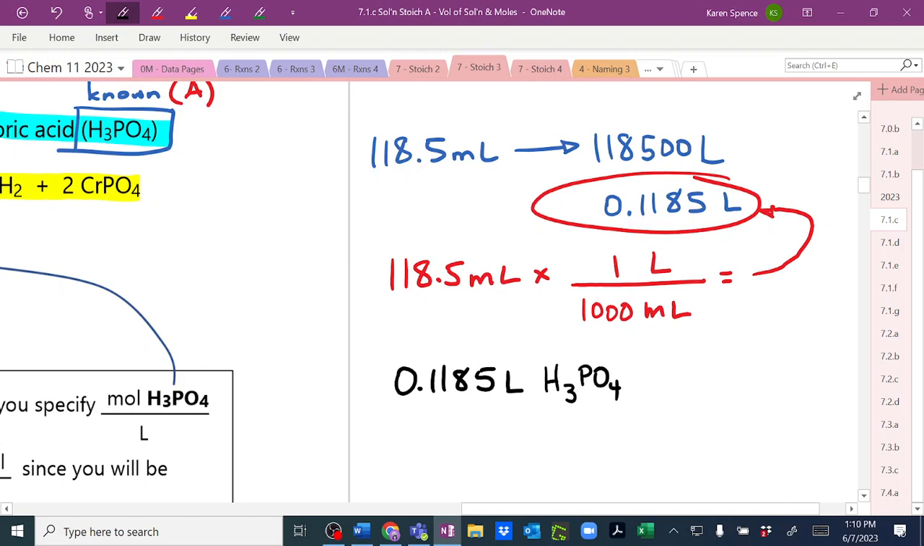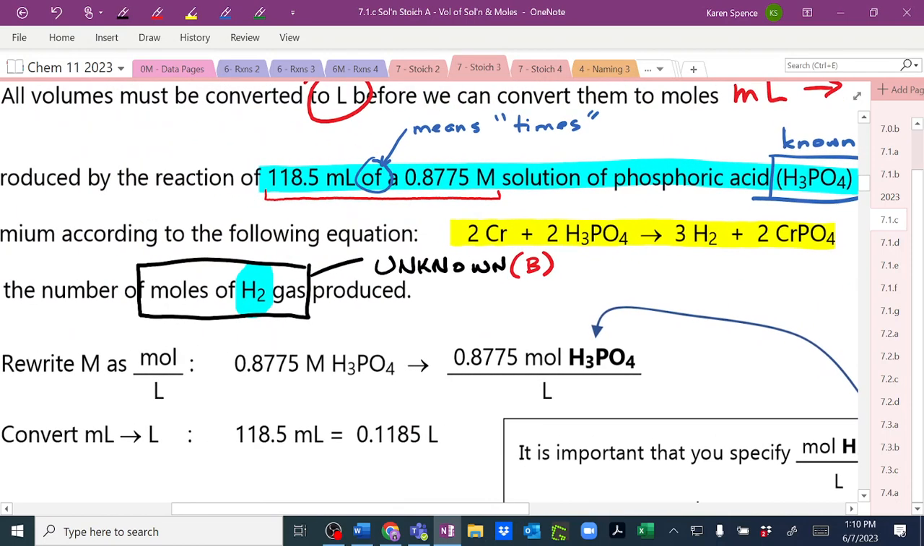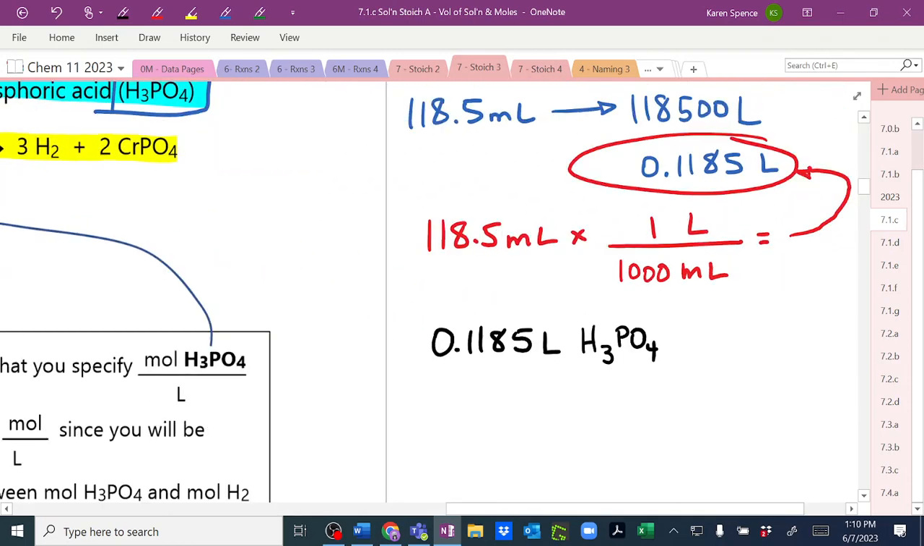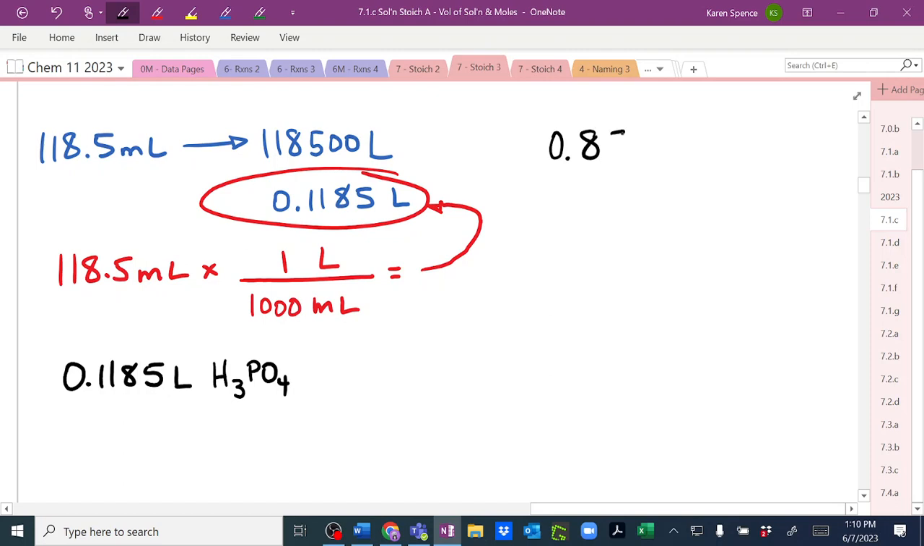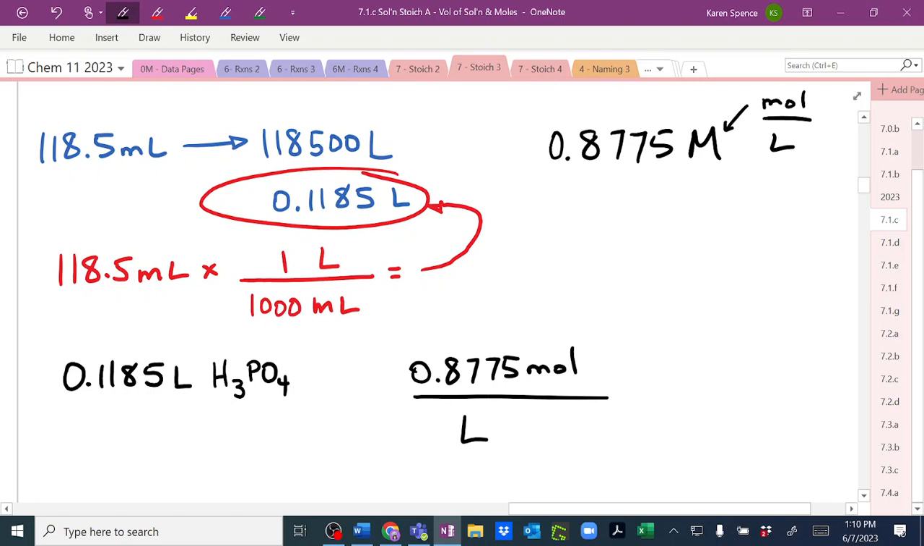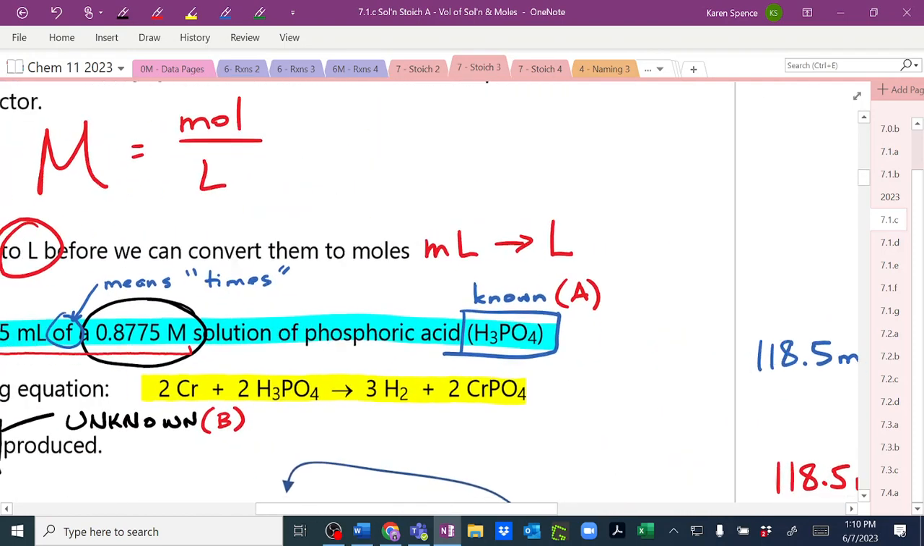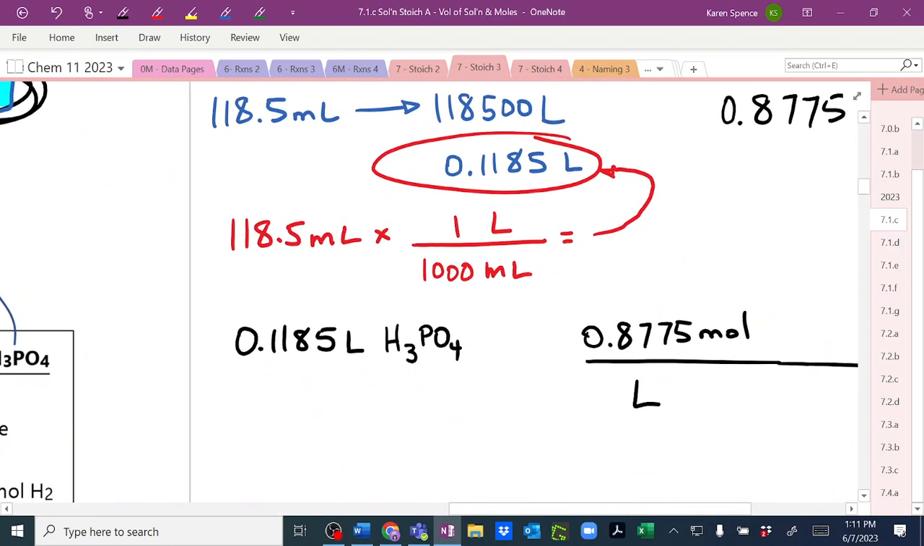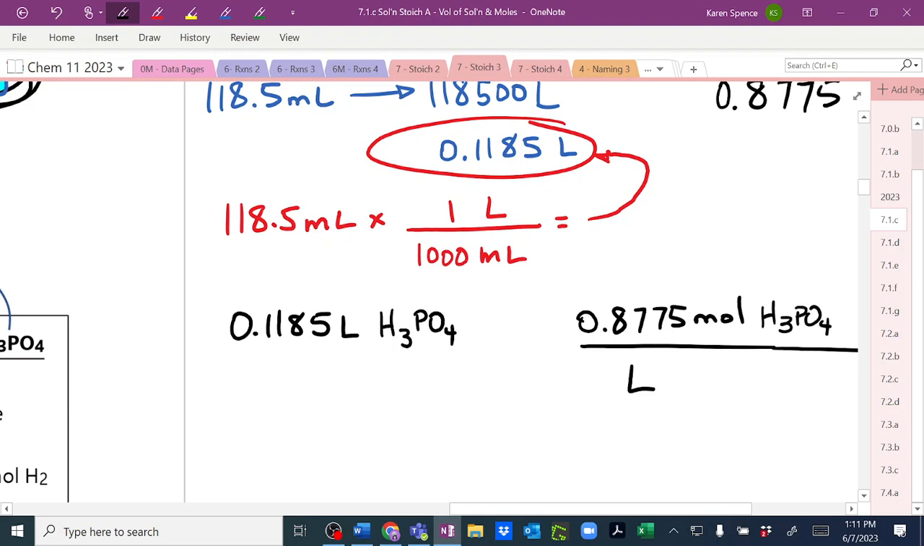The other information that we're given in the question is this: 0.8775 molar. And remember, molar means moles per liter. So we're going to rewrite that down here. We're going to write 0.8775 moles per liter. What have I forgotten? The substance. That is moles of, what substance are we dealing with here? Again, it's the H3PO4, because if you read the sentence, it's that molarity of phosphoric acid. So that again is H3PO4. So we've got that.